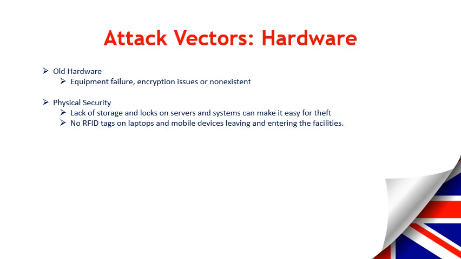The first attack vector is hardware. Old hardware can induce equipment failure and encryption issues, or they become non-existent. Physical security, such as the lack of storage and locks on servers and systems, can make it easy for theft. No RFID tags on laptops and mobile devices leaving and entering facilities can also assist with theft.